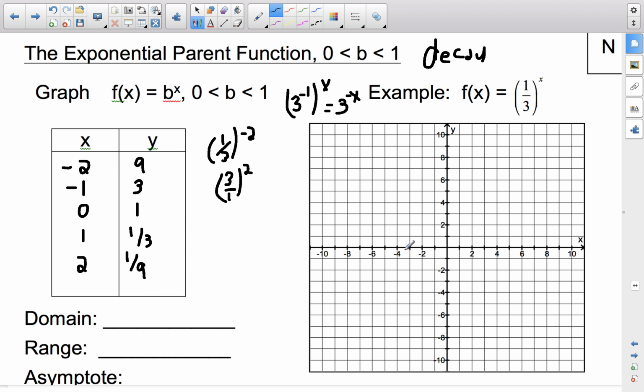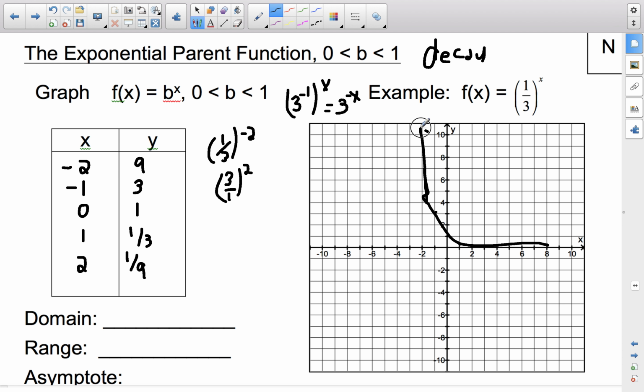So we're going to plot these points. So -2, 9, -1, 3, 0, 1. See, it's going through that point 0, 1, and 1 in the base. With these, it's better to have 3, but okay. 2 is 1/9. All right. So if I connect the dots best that I can. Whoops, not that good this time. All right, there we go. It's just decaying. It's going down here. There's no little wiggle, right?